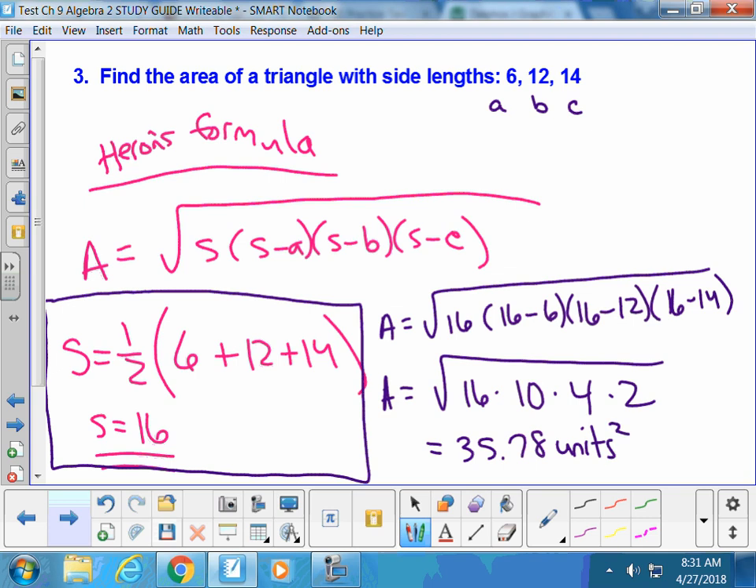I'll type it in one more time just to double check myself. But you can type it in with me. Square root of 16 times 10 times 4 times 2. 35.777. So I just rounded that.